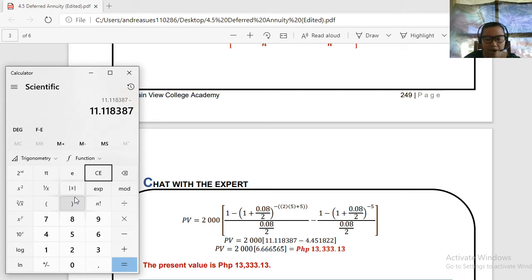11.118387 minus this one, 4.451822. So the answer is yes, 6.666565, and we're going to multiply it with 2000. Okay, so the answer is 13,333.13, which is the present value of our problem number 1.